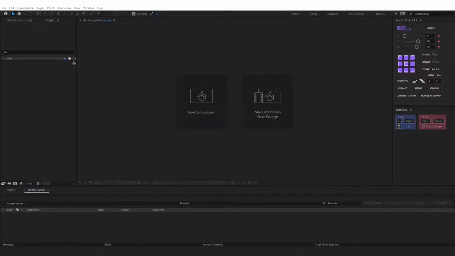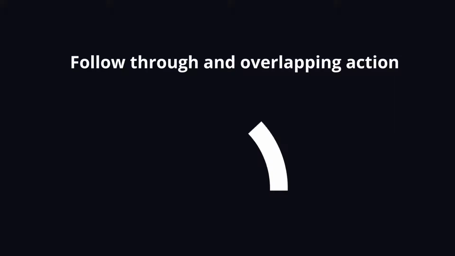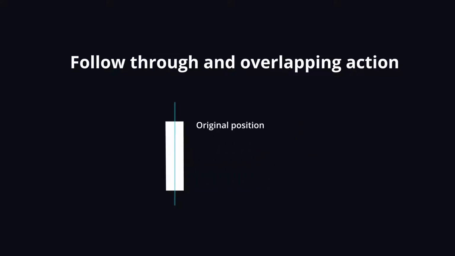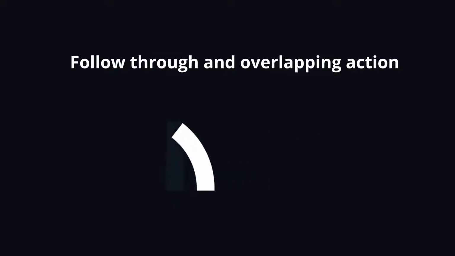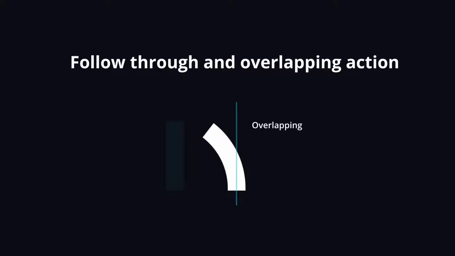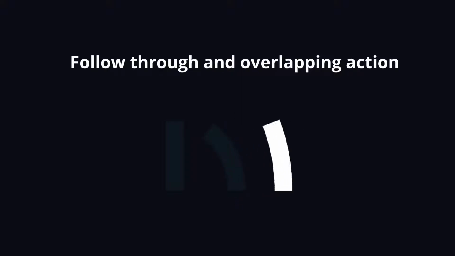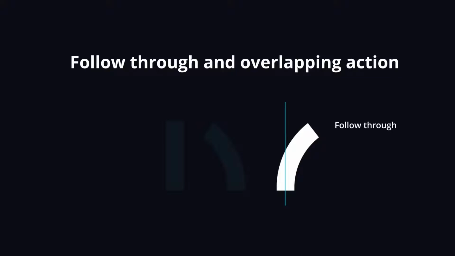Follow through and overlapping action. These techniques make movements as realistic as possible, creating the impression that objects obey the laws of physics. You can observe overlapping action when an object starts moving and some of its parts keep on moving by inertia with a delay. Follow-through action means that some parts of the object will continue moving after the object stops. It also implies that there are damping oscillations.